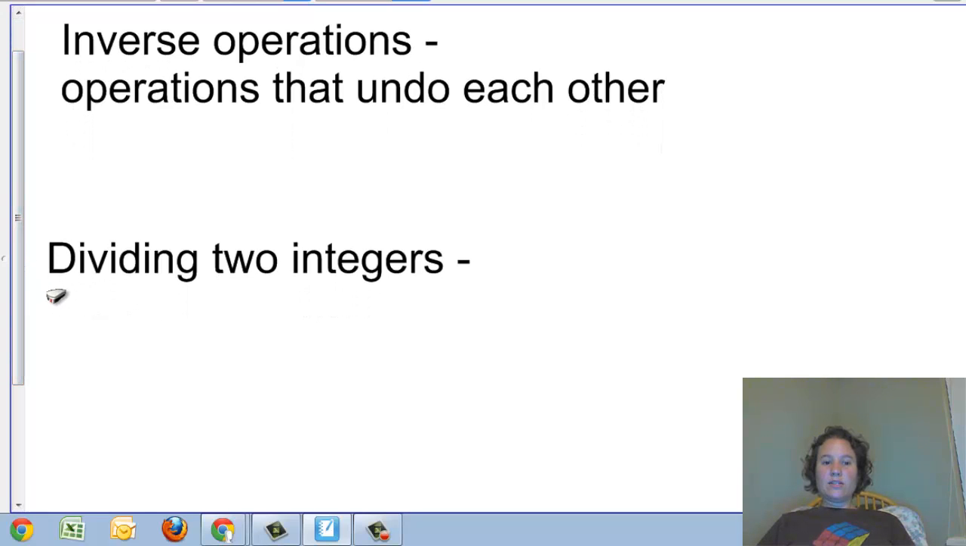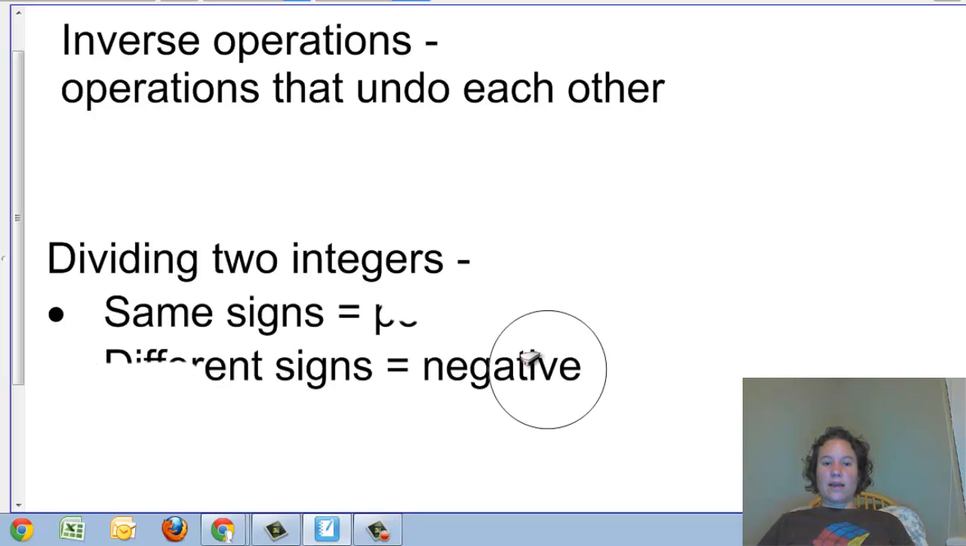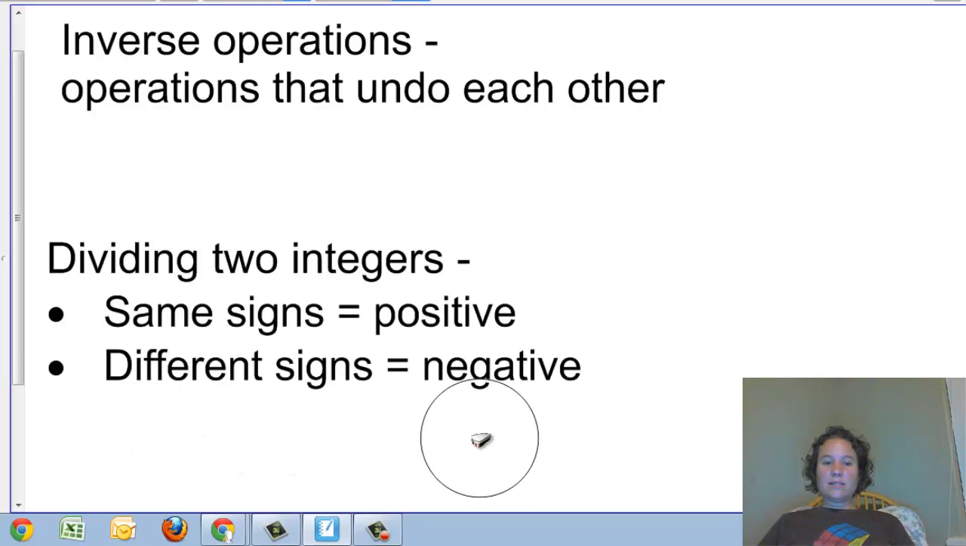So when I'm dividing two integers, basically I have the exact same rules as when I'm multiplying. And so we just need to keep the same thing in mind. Same signs. If I have the two signs the same, my quotient, since this is a division problem, is going to be positive. If I have different signs, one sign negative and one sign positive, my quotient is going to be negative. So exactly the same as for multiplication.